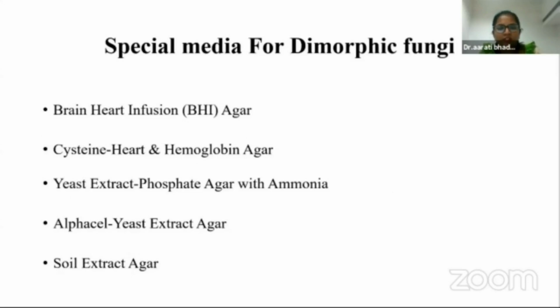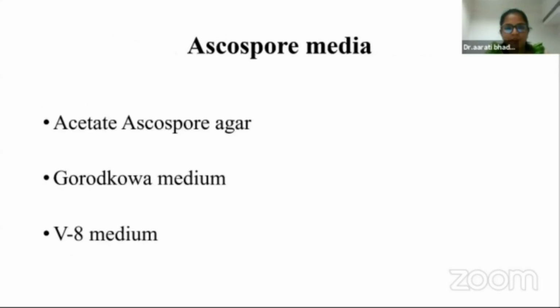These are the special media for dimorphic fungi: brain heart infusion agar, cystine heart hemoglobin agar, yeast extract phosphate agar with ammonia, Pine's yeast extract agar, and soil extract agar. These media are used for yeast to mycelial phase conversion or vice versa.